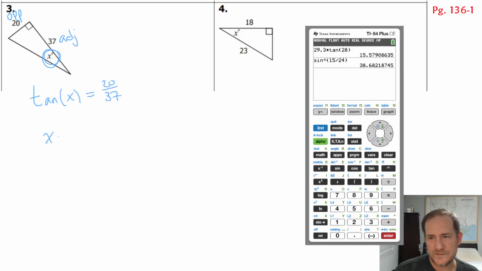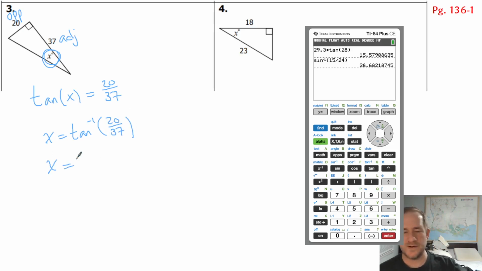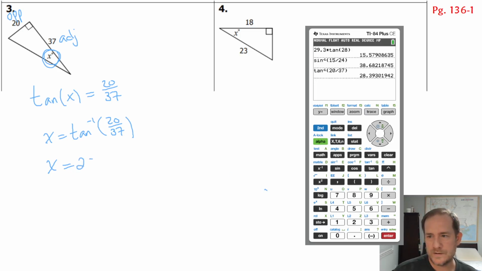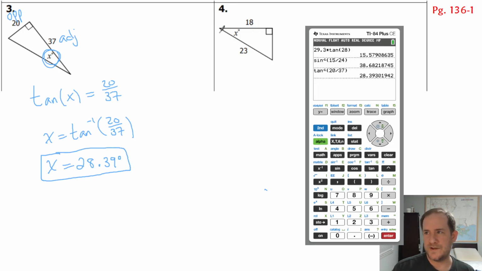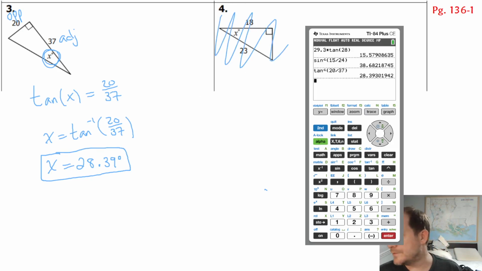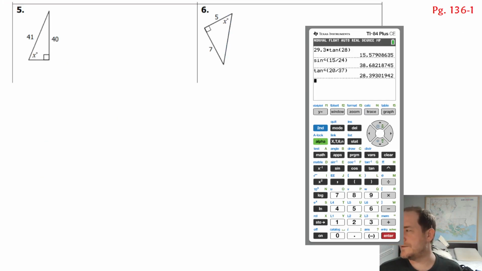That tells me that x must be the inverse tangent of the fraction 20 over 37. And my calculator tells me that the inverse tangent of 20 over 37 is 28.39. And that's it. We could do 4, but I said you only have to do the odds, so we'll move on. Let's do 5.